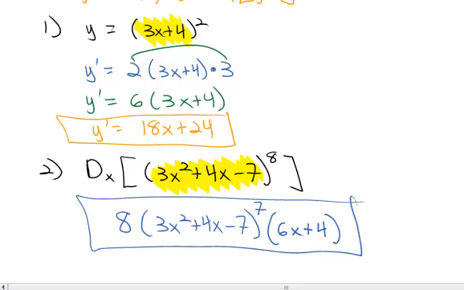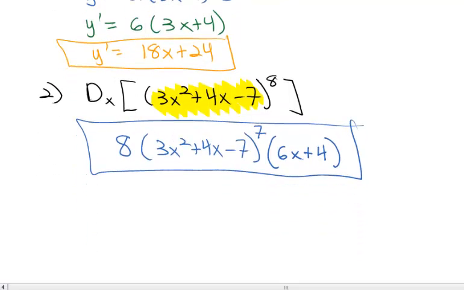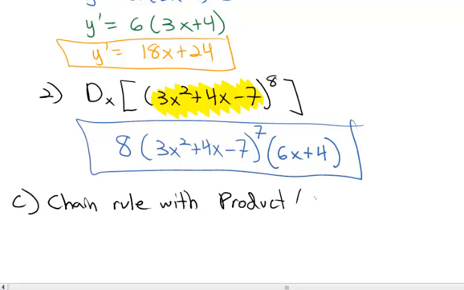And that fast, we have calculated the derivative. We take the derivative of the outside times the derivative of the inside. Now, where the algebra starts to get really fun is when we combine the chain rule with the other rules we've seen, such as the product or quotient rules.